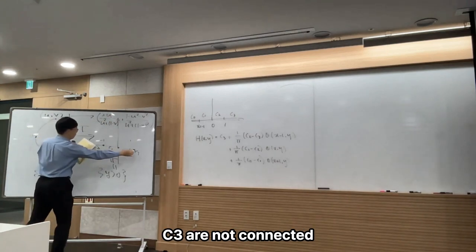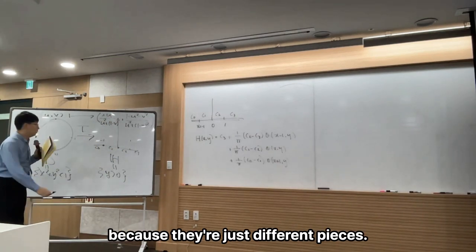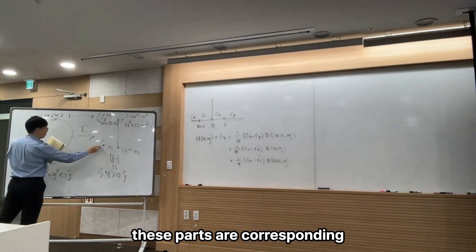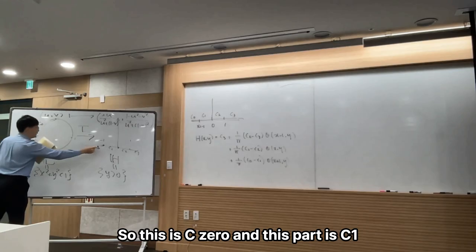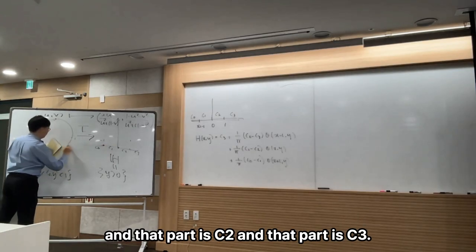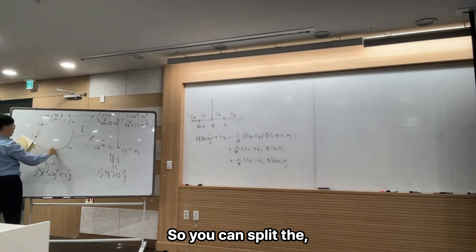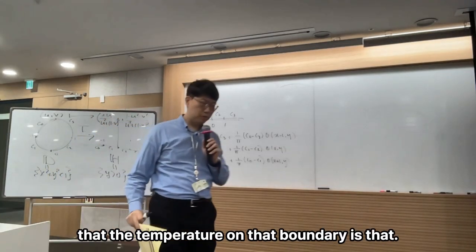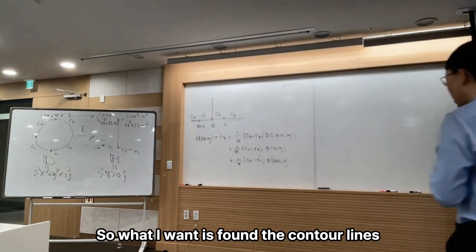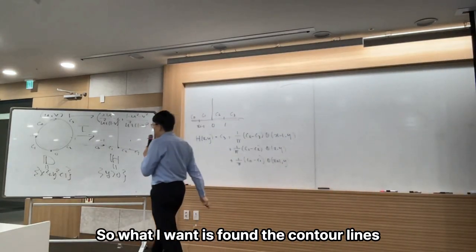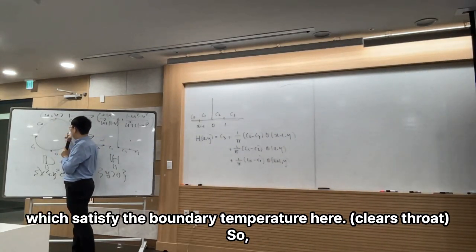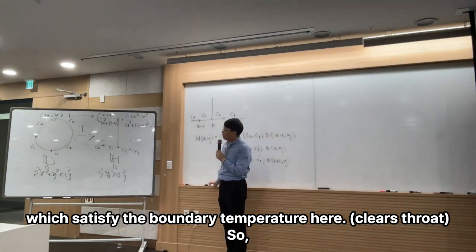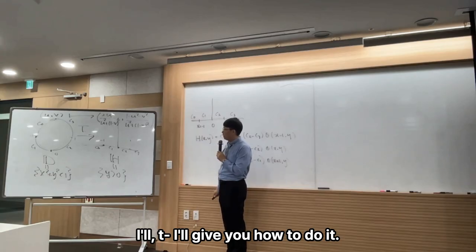So here C0, C3 are not connected because they're just different pieces. These parts correspond to all the points on these parts. So this is C0, this part is C1, that part is C2, and that part is C3. So you can split the boundary of the circle into 4 pieces, and we can expect that the temperature on that boundary is that. So what I want is to find the contour lines inside of the disk which satisfy the boundary temperature here. So I'll show you how to do it.